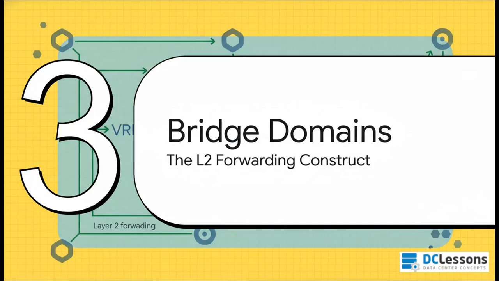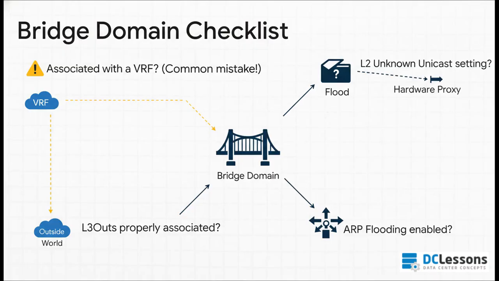Okay, let's keep moving. Once we've confirmed the VRF is looking good, we drill down one level into the bridge domain. This is the main Layer 2 forwarding world that lives inside that VRF. And here's our checklist for the bridge domain. Now listen, the very first thing on this list: is it associated with the VRF? I'm telling you, this is one of the most common mistakes people make.